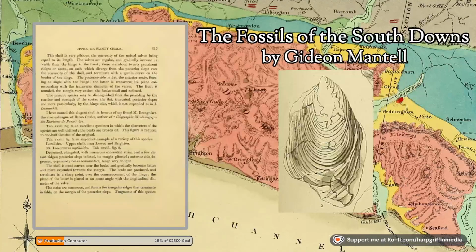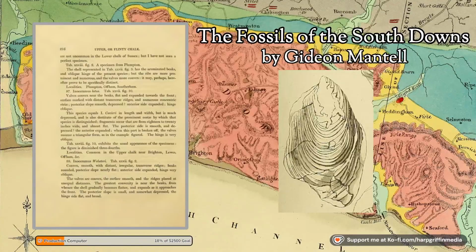The shell is most convex near the beaks, and gradually becomes flatter and more expanded towards the margin. The beaks are produced, and terminate in a sharp point, over the commencement of the hinge. The plane of the latter is placed at an acute angle with the longitudinal diameter of the valve. The striae are numerous, and form a few irregular ridges that terminate in folds on the margin of the posterior slope. Fragments of this species are not uncommon in the lower chalk of Sussex, but I have not seen a perfect specimen.